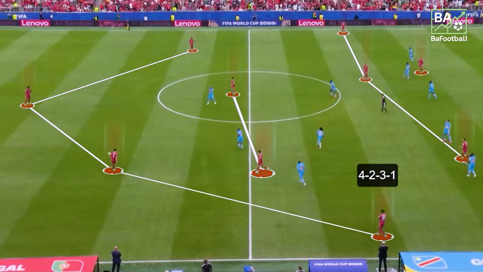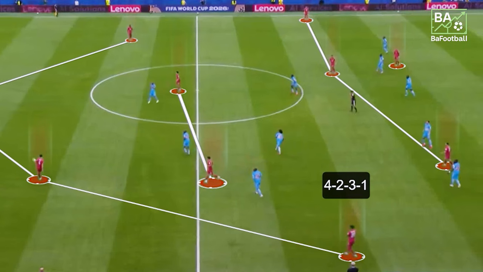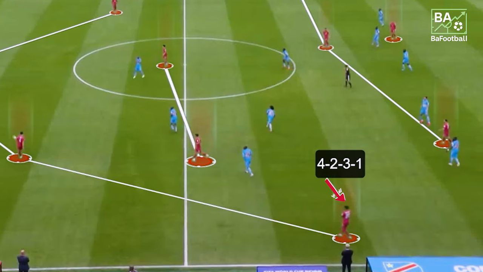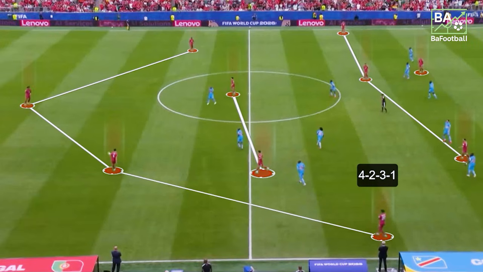In position, Portugal uses two different mechanisms to provide width in each flank. On the right side, João Cancelo steps up from the defensive line, joining the attack and offering the necessary width while allowing more players to occupy central areas. On the left side, however, this role belongs to Pedro Neto.